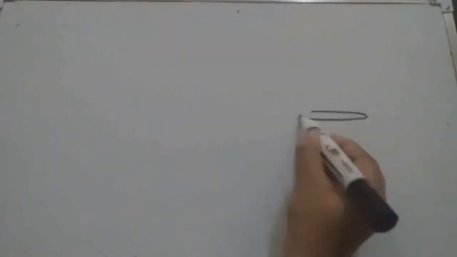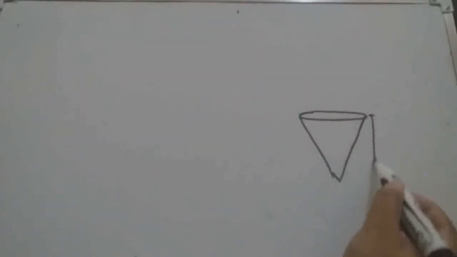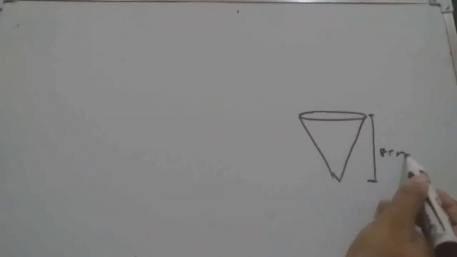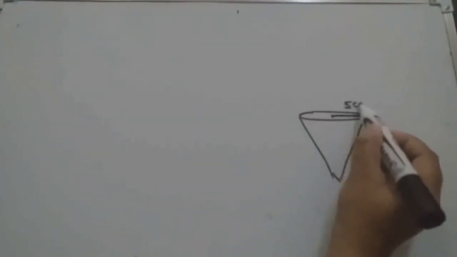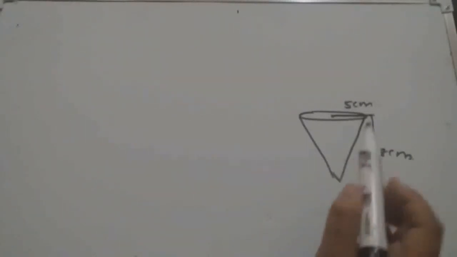In question number 5, it is given that a vessel is in the form of an inverted cone. Its height is 8 centimeter, and the radius of the top is 5 centimeter, which is open. Now, it is filled with water up to the brim.